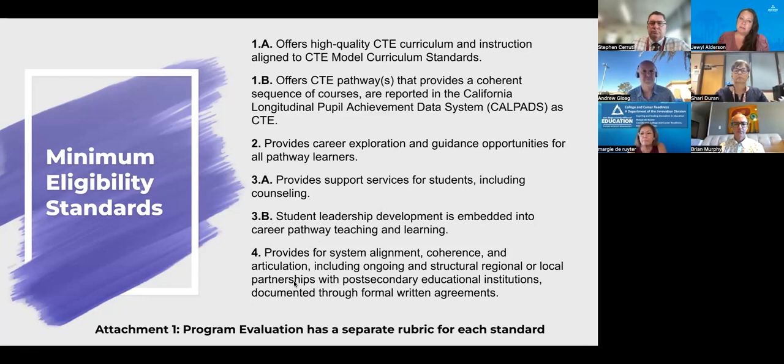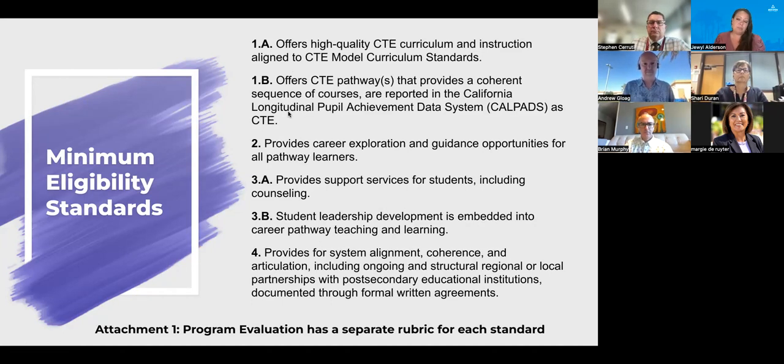So this outlines the minimum eligibility standards that are listed. And like I said, sometimes they're split into A and B. So this is really aligned to the 11 elements of a high quality pathway, which is part of some of the statewide driving factors for how we develop pathways.